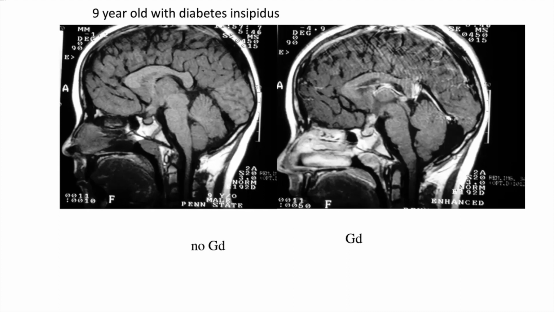So germinomas, for some reason, are associated with disruption of the communication between the hypothalamus and the pituitary, and they may develop diabetes insipidus. In fact, in patients with diabetes insipidus, you should be thinking of an infundibular lesion. And again, in this age group, germinoma is a reasonable consideration.